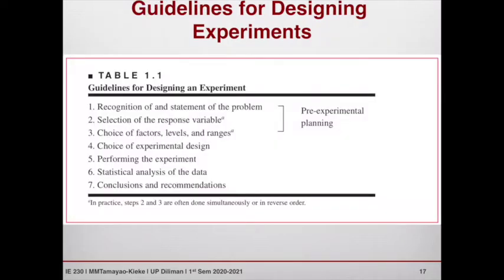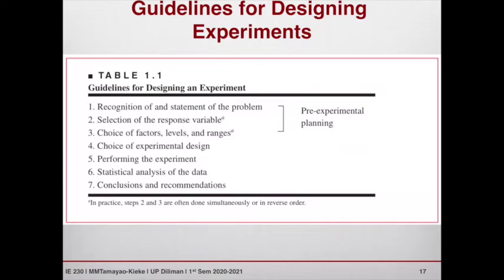Now let's go through some guidelines for the different steps for designing experiments. These guidelines are summarized in this table from Design and Analysis of Experiment by Montgomery. We have 7. First, we have recognition of and statement of the problem. Second, selection of the response variable. And third, choice of factors, levels, and ranges.